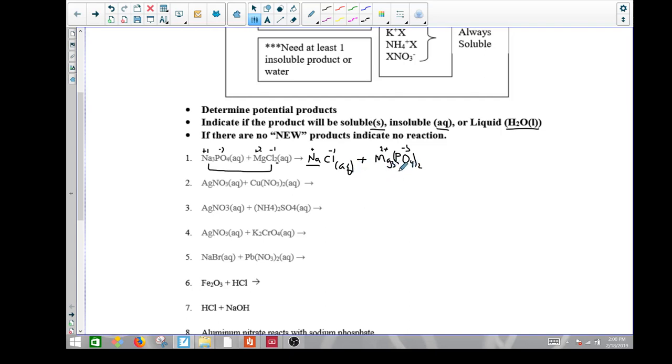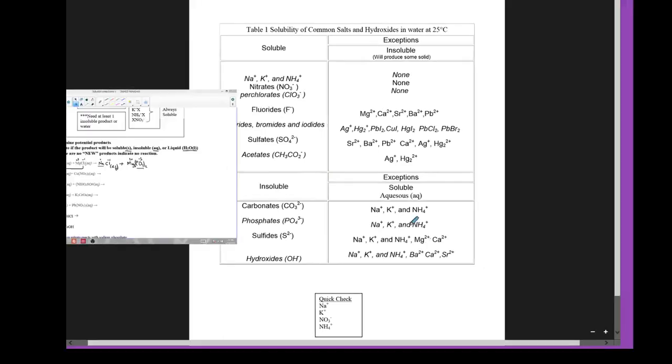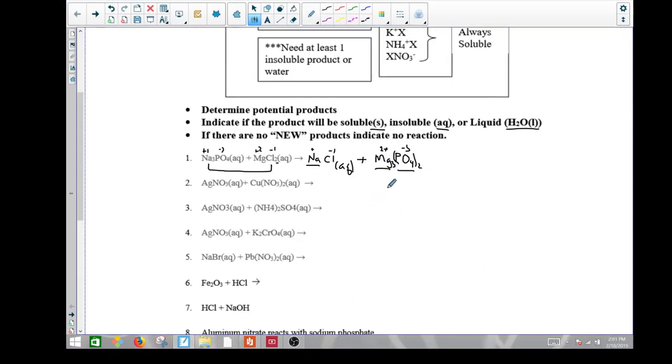And this one does not have a quick check. If there's no quick check, then I go to the chart again, which typically works off the anion, the phosphate. So we look for phosphate here. Phosphates generally are insoluble, forming solids. These are the exceptions, which are just our quick checks. If the cation is sodium, potassium, or ammonium, then this would be AQ. But it's not, so it's not one of the exceptions. This generally is insoluble, and there you go.